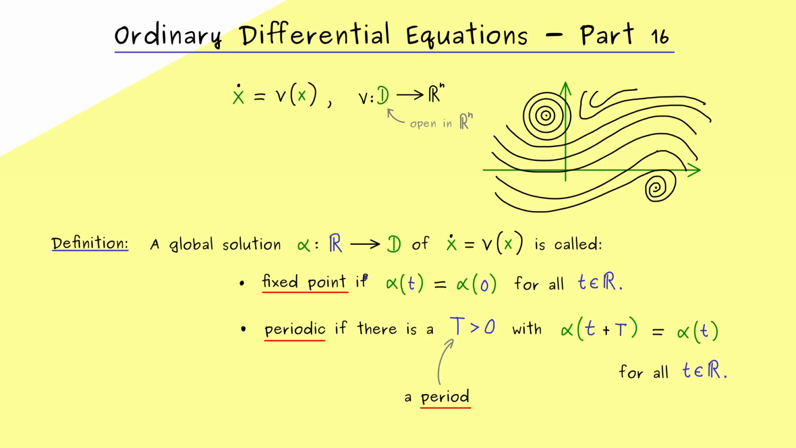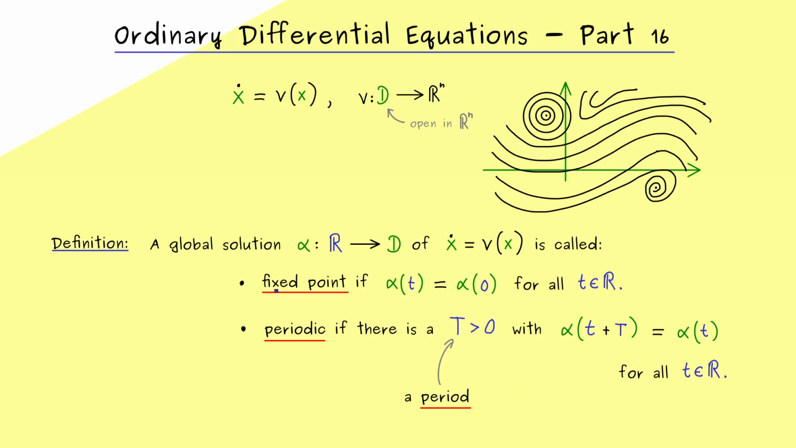Therefore, if you see the definition here, you should see that the fixed point is also a periodic solution. Some people don't like that, and then they only use periodic for solutions that are not fixed points. And indeed, for fixed points, we are not able to find a minimal period at all. Simply because every capital T will work for the definition.